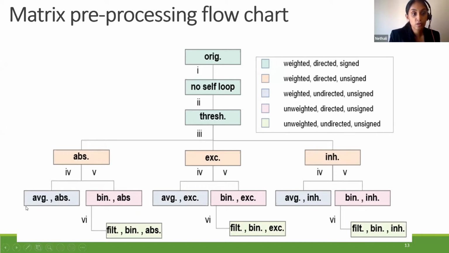For the average absolute value, this is still weighted, because you can see the weight, but it's going to be undirected because we symmetrized it, and it is unsigned. For the binarized absolute values, it's unweighted, because now we've taken the weight off, and it's directed and unsigned. And finally, we create an unweighted, undirected, unsigned matrix by filtering them in the final step.